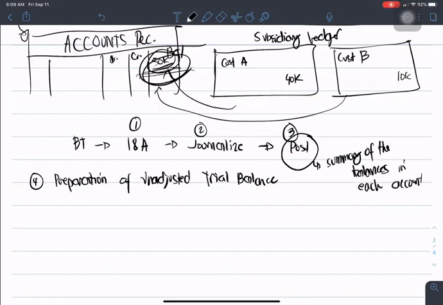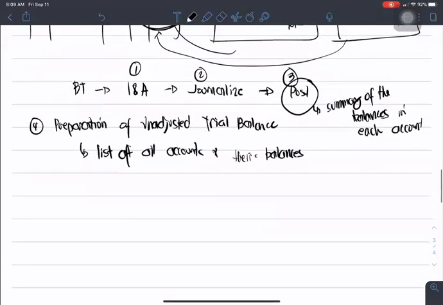Now, in the preparation of unadjusted trial balance, we list all accounts and their balances. So after we get the summary of the balances in each account, we now list each account. So let's say these are the accounts, and then these are their balances. So debit, credit. Okay. So that is an unadjusted trial balance.